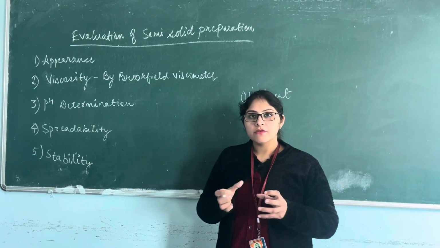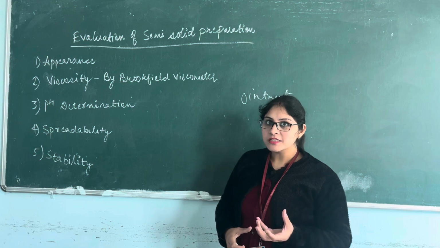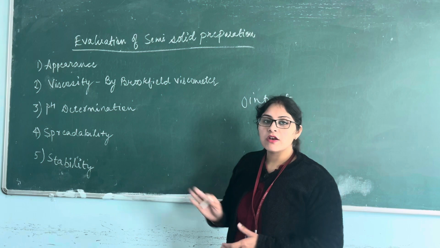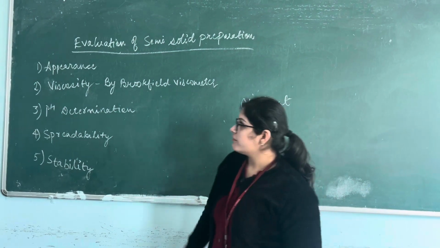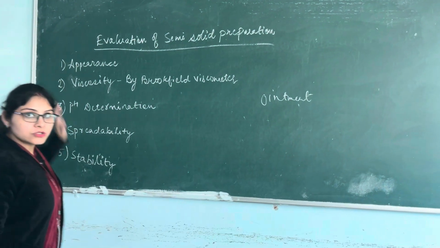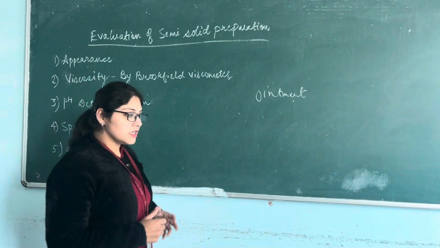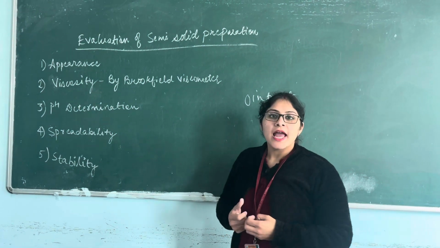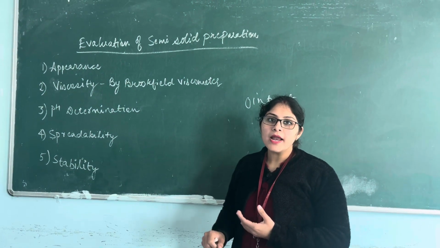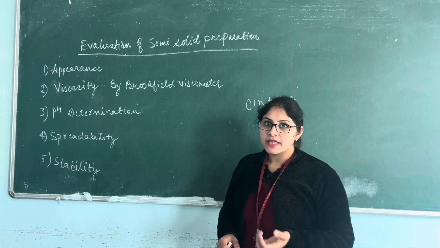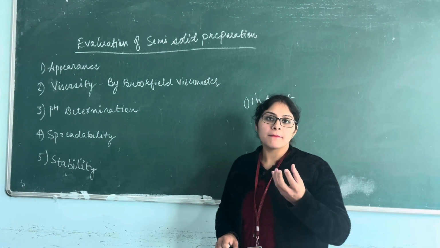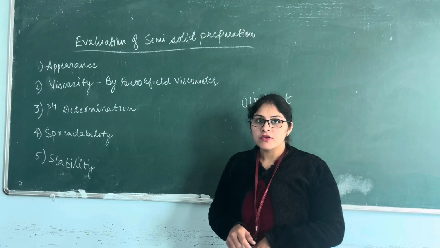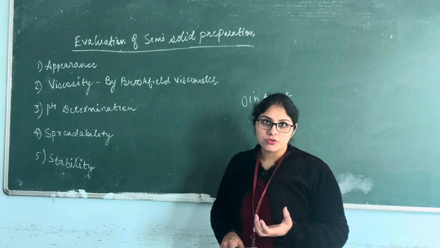When we prepare the formulation, we have to perform certain evaluation tests for the ointment, paste or jellies. The overall evaluation of semi-solid dosage forms includes, first, the appearance. In appearance, we check the ointment or cream for a smooth texture, and no gritty particles should be present in them when we apply on the skin. For example, a scrub includes sugar particles in it. When we rub it on the skin, it causes irritation to the skin.